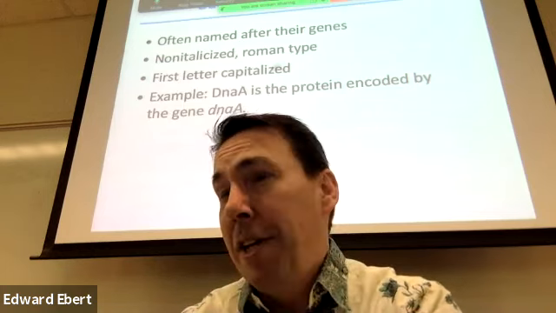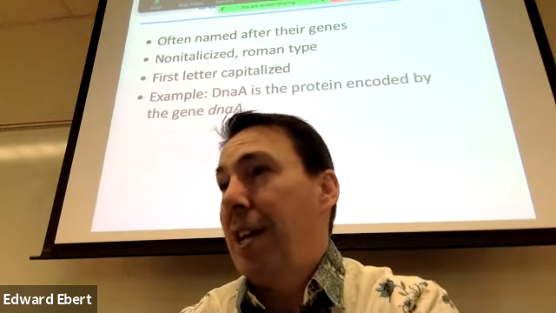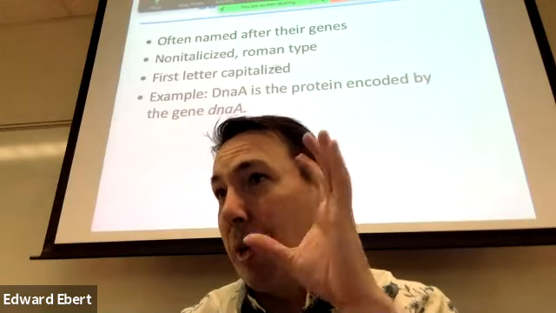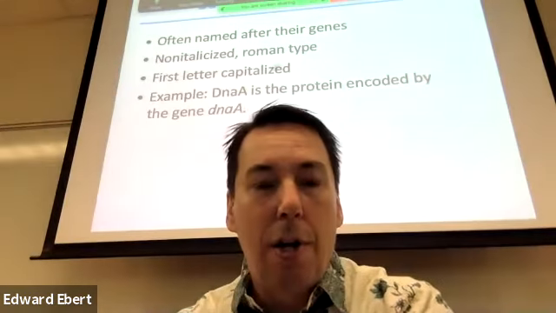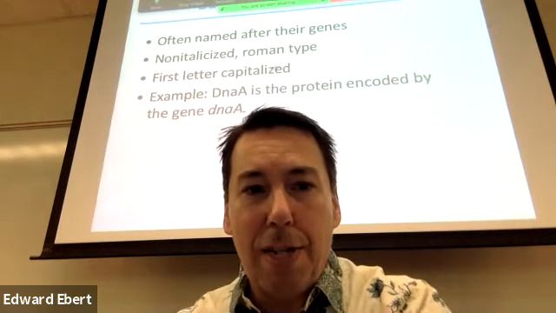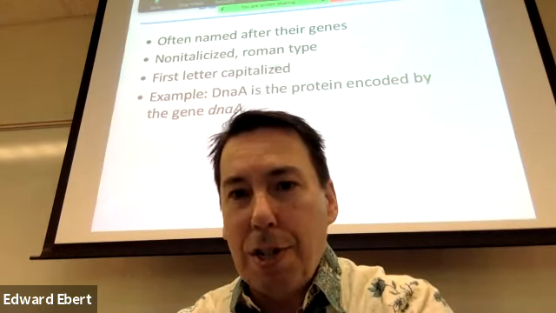So we might have a lowercase italicized SHH gene that encodes the protein capital SHH, Sonic Hedgehog, for the protein in there. And you can see the example here. They have DNA A. It's encoded by the gene dnaA.